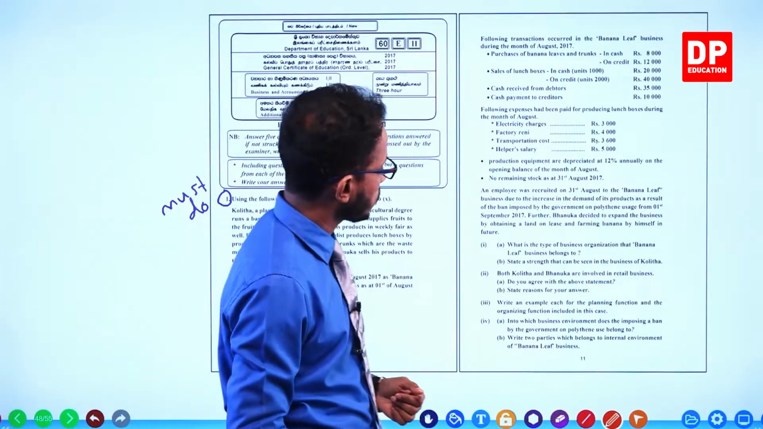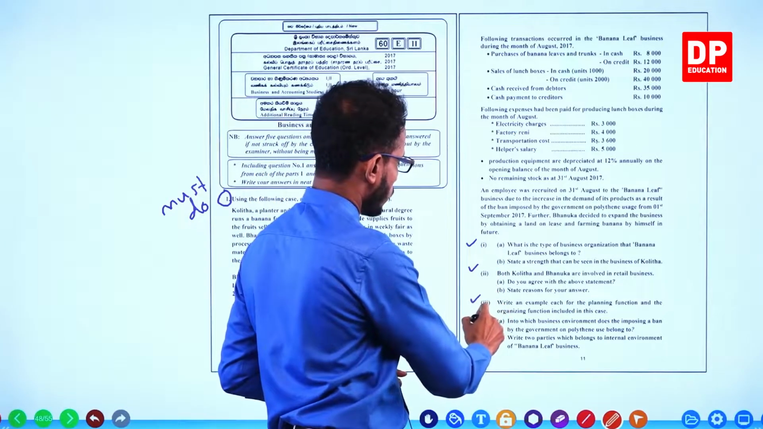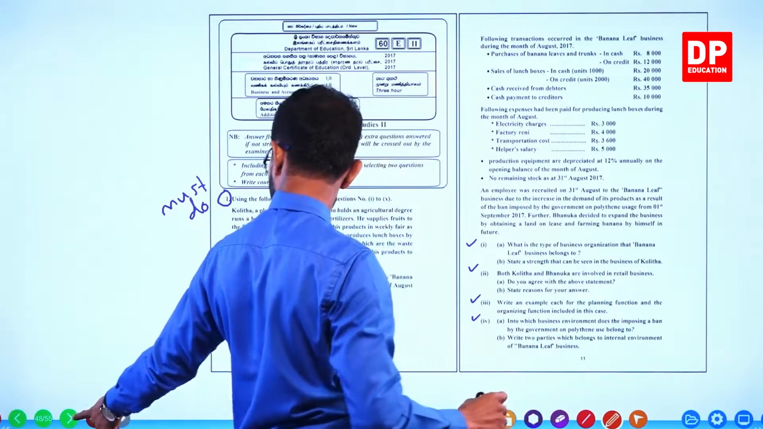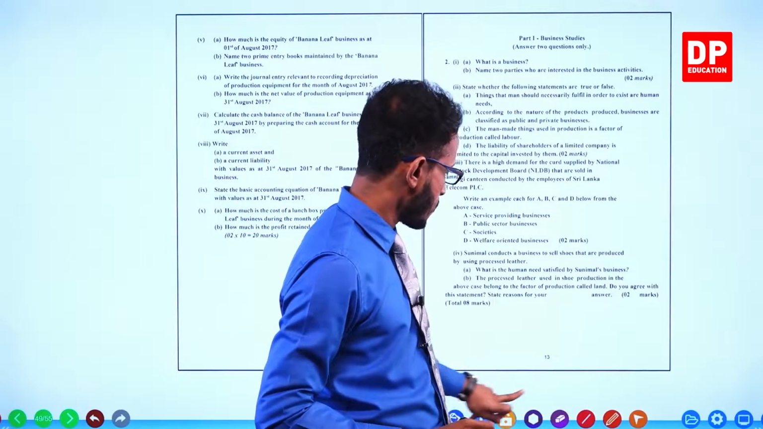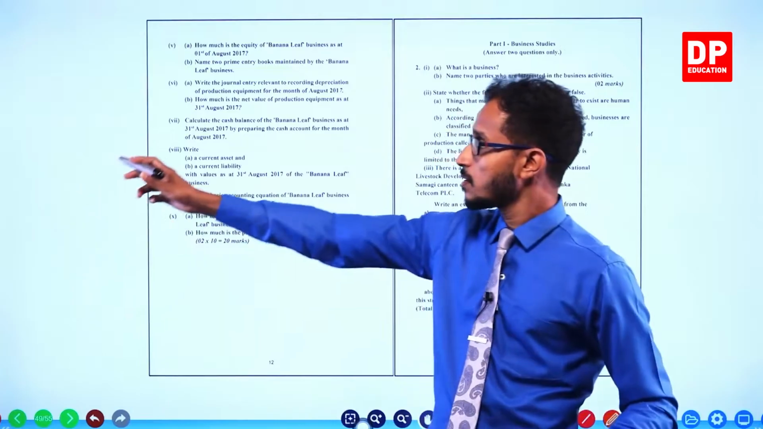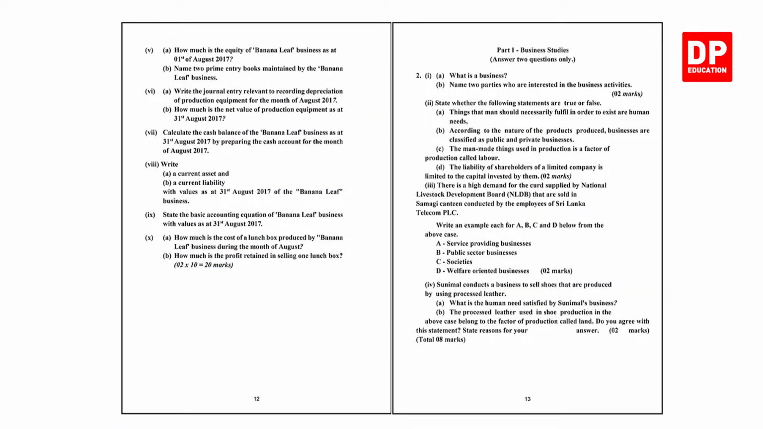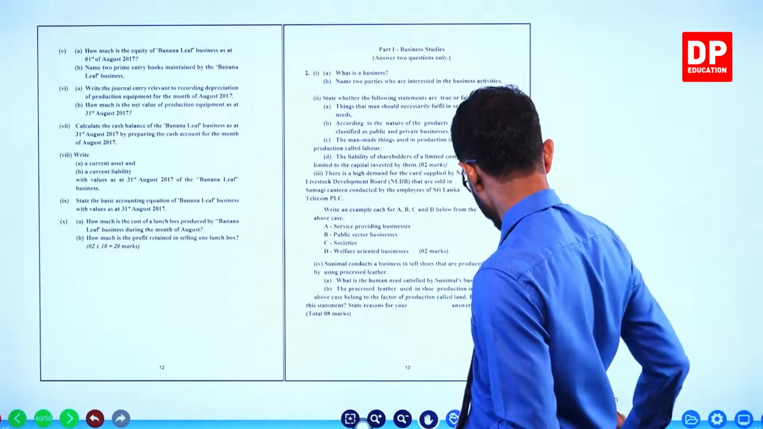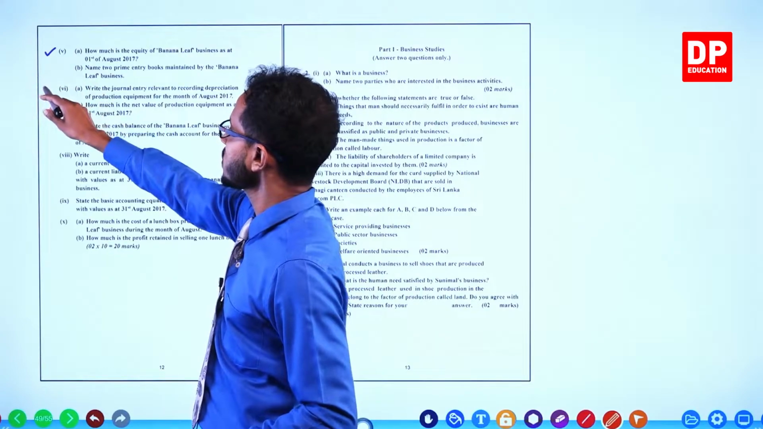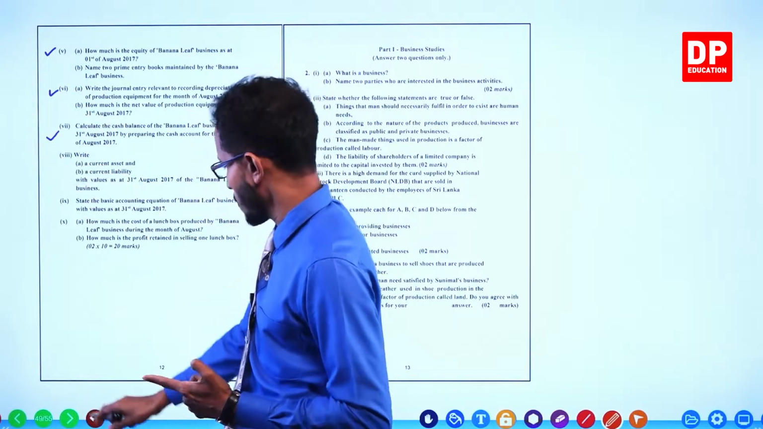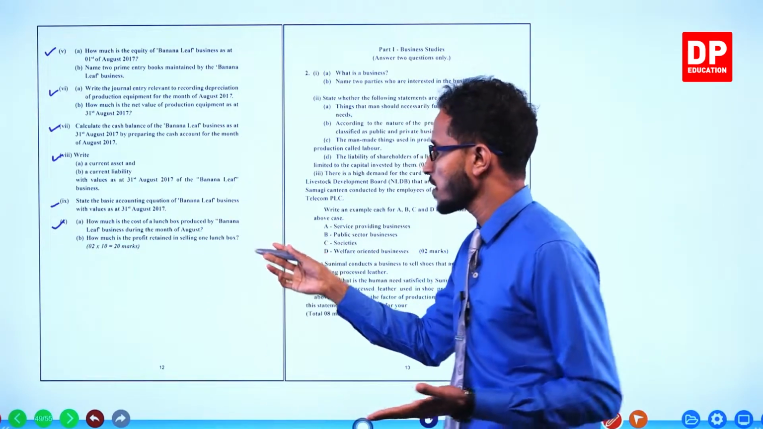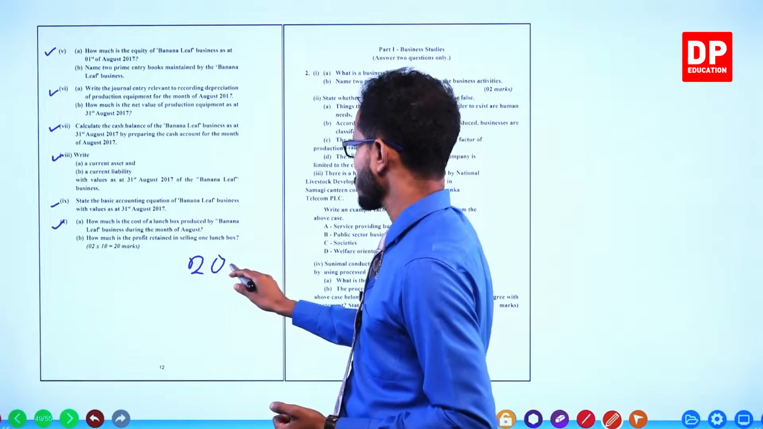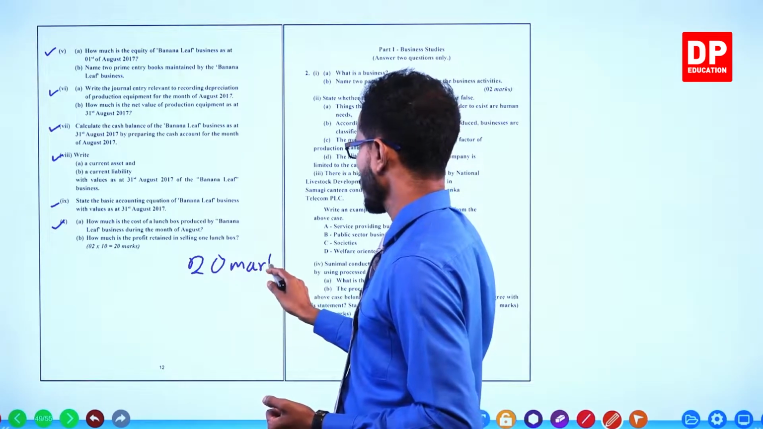Correct? 10 subparts. 1, 2, 3, 4, 5, 6, 7, 8, 9, 10. 10 subparts. It carries 20 marks.